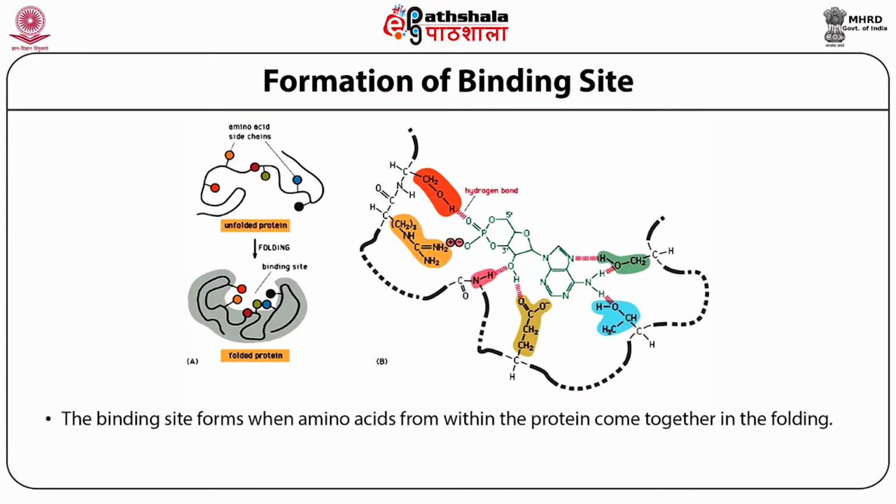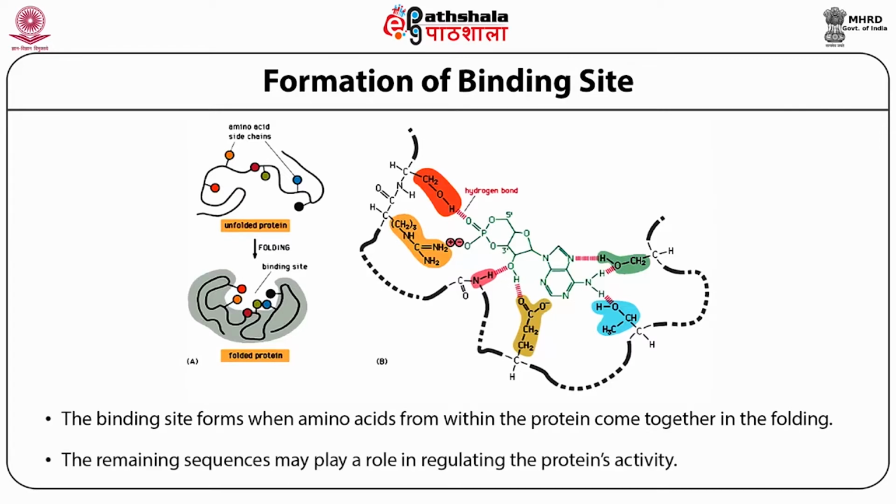Formation of the binding site. The binding site is nothing but the cavity. It forms when amino acids from within the protein come together in folding. Folding or changing the structure gives the binding site. The remaining sequence may play a role in regulating the protein's activities. That is, the amino acids arrange themselves to make a cavity based on the substrate, and the rest of the protein takes on regulating the protein's activities.